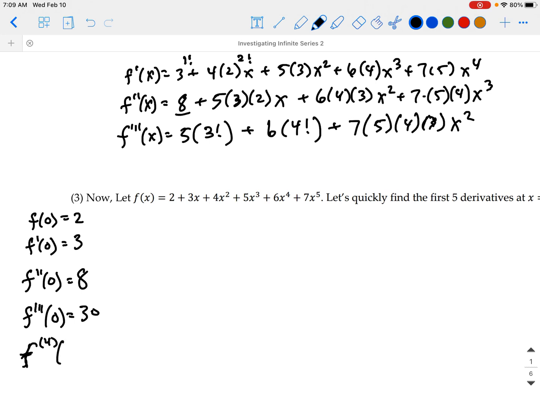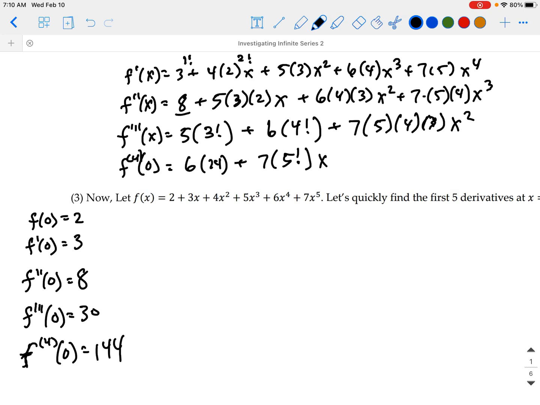For the 4th derivative, note once we go higher than 3 derivatives, we can just start using actual numbers instead of tick marks or apostrophes. So the 4th derivative at 0 is going to equal 6 times 4 factorial, which is 6 times 24. So that's going to be 144. And then we've got 7 times 5 factorial.